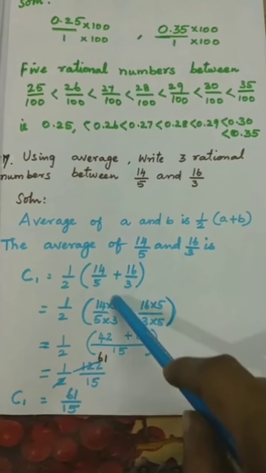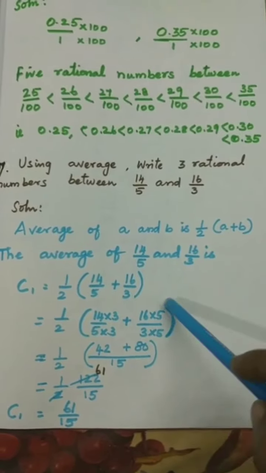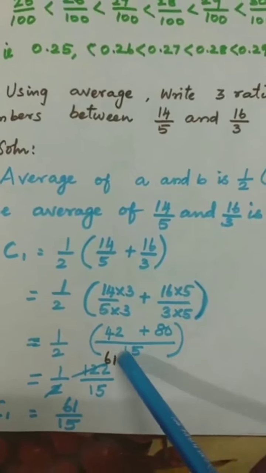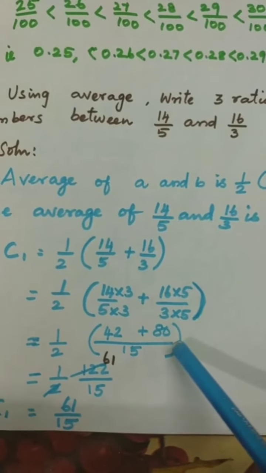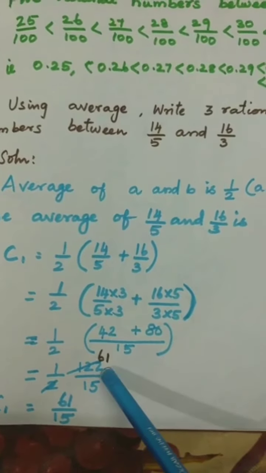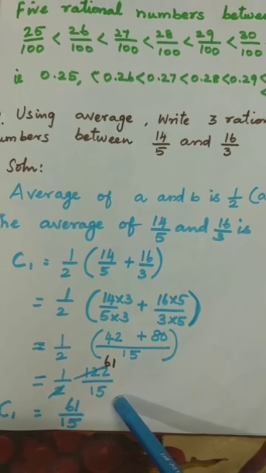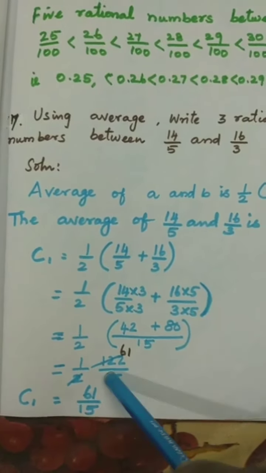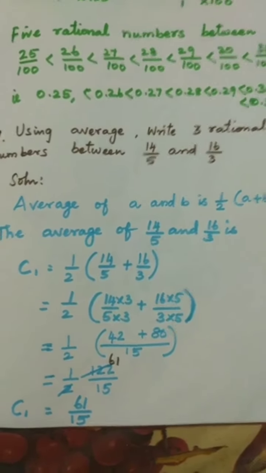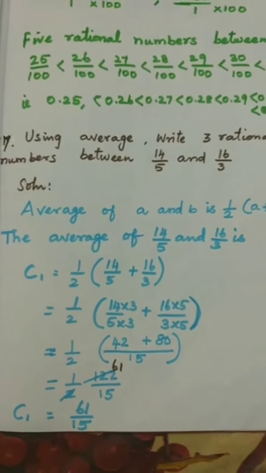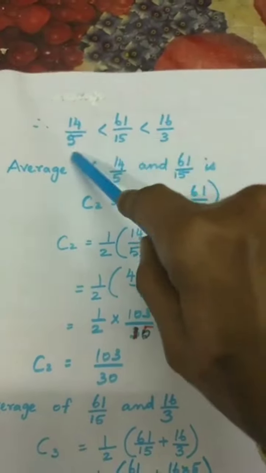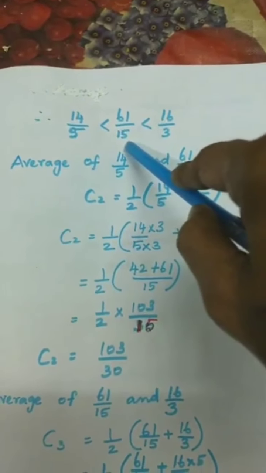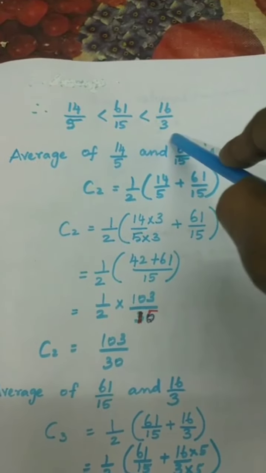And so we are multiplying by 3. Here multiplying by 5. 14 5s are 70, 16 5s are 80. We are adding these to get 122 by 15. C2 is equal to 61 by 15. Okay. 14 by 5 is less than 61 by 15 is less than 16 by 3.